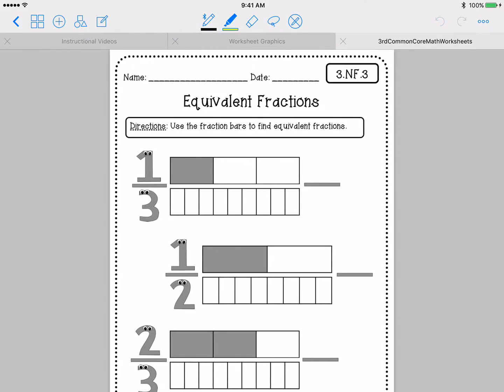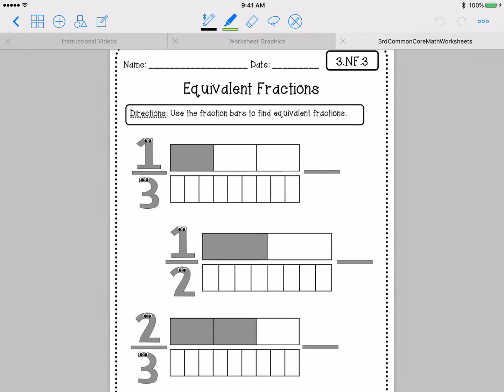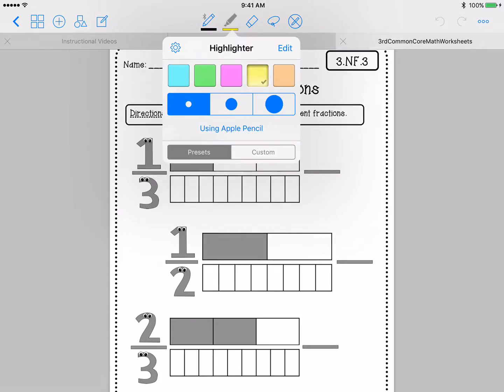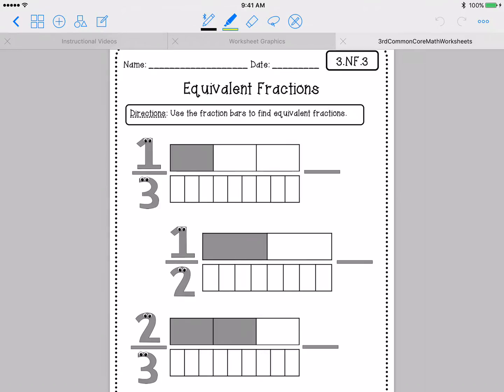Next, we're going to work on equivalent fractions, okay? It says use fraction bars to find equivalent fractions. So the first one says we want to find an equivalent fraction for 1/3. 1/3 right here. I can see that this shaded in part is 1/3 because I see this is 1/3, this is 1/3, and this is 1/3.